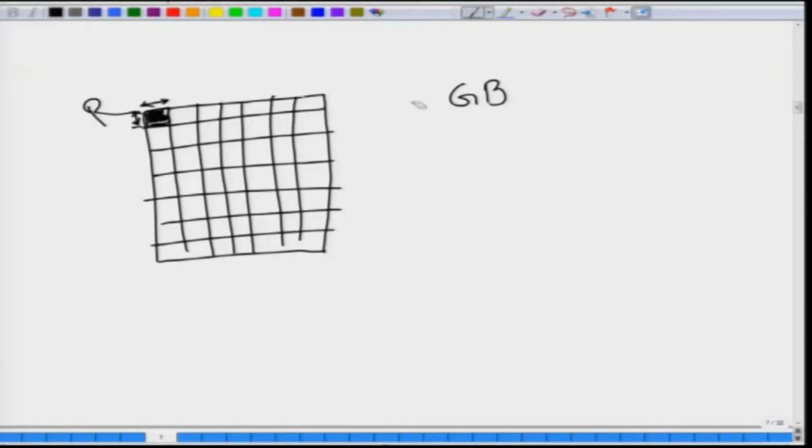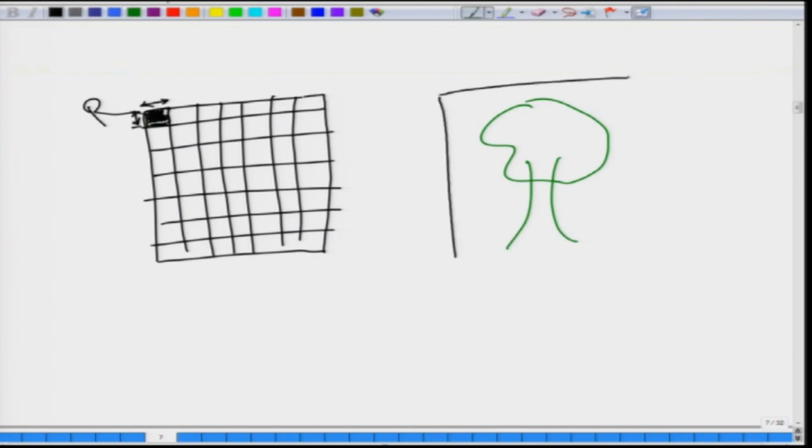Now, to take another example, suppose you have a tree and this tree is getting represented on your photograph.